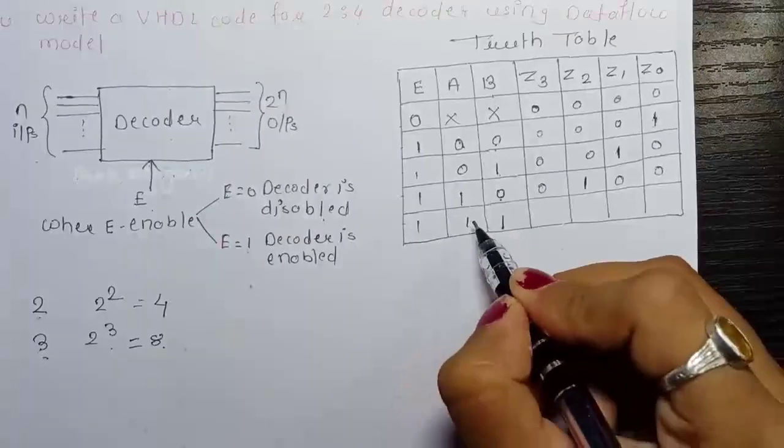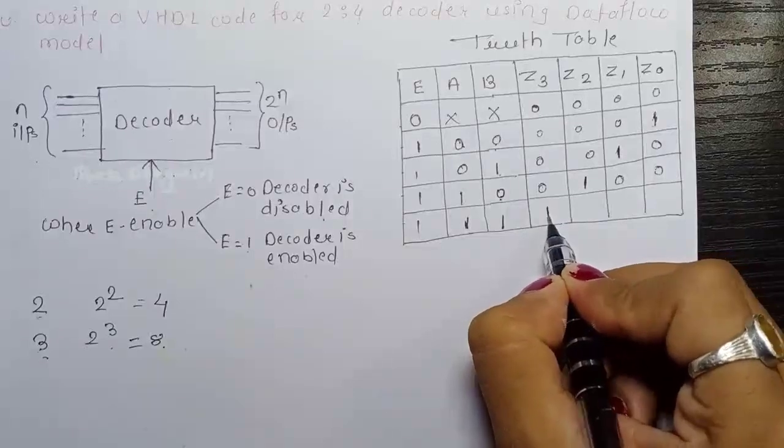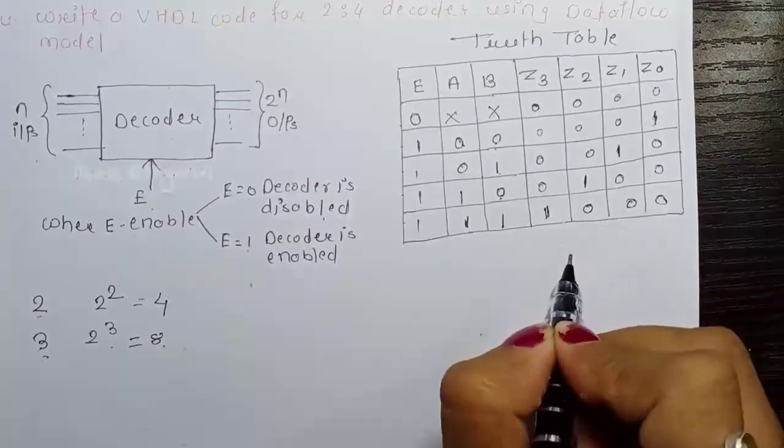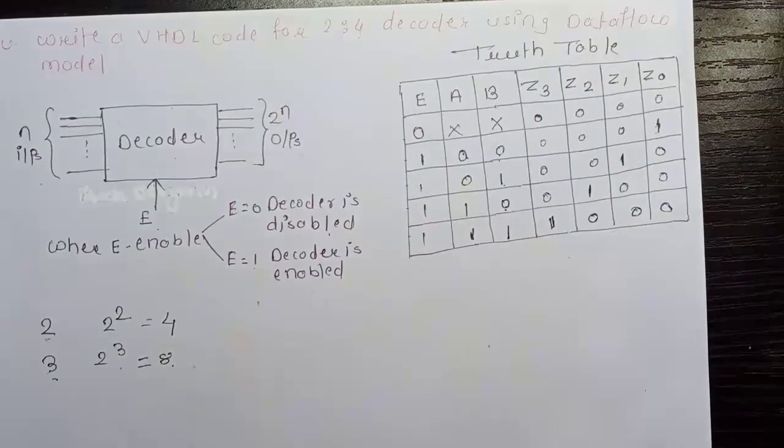Now 1 1. The decimal value of 1 1 is 3. That means your Z3 line will be enabled. So I am putting 1 here, and all others are 0. So at a time only one output line will be enabled in decoder.